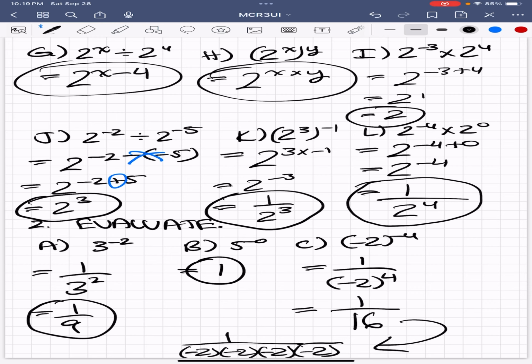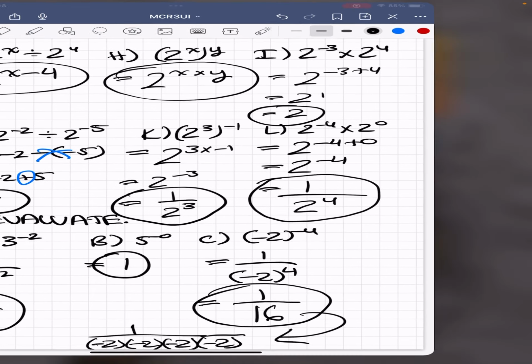So just to clarify, if it's to the power of an odd number, the answer will be negative. Just like if it was -2 to the power of 3, it would be -8. But in this case, it's -2 to the power of 4, meaning it's going to be positive 16. And again, if it's to the power of an odd number, the answer will be negative, and if it's to the power of an even number, the answer will be positive. So here's our answer.